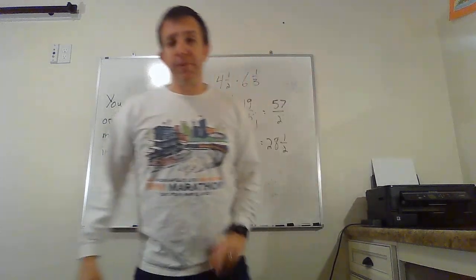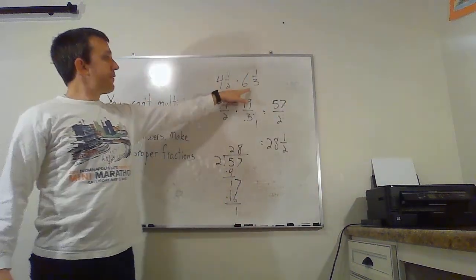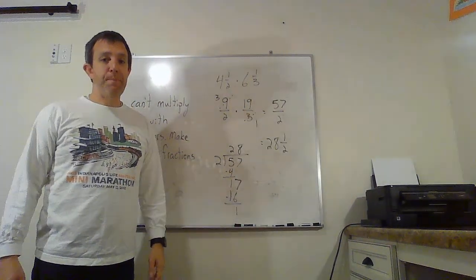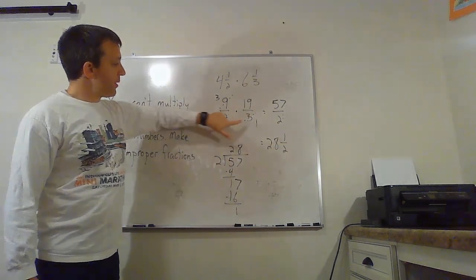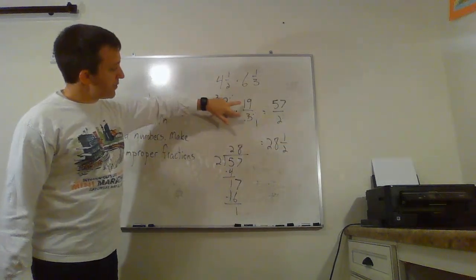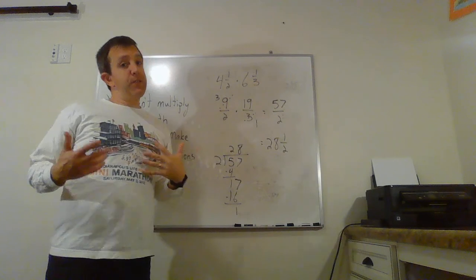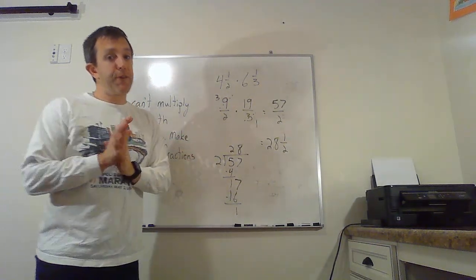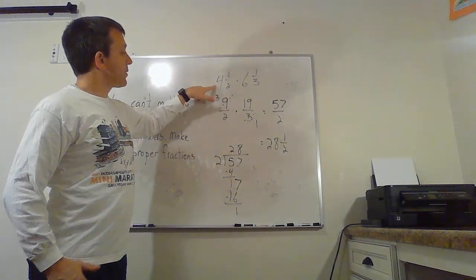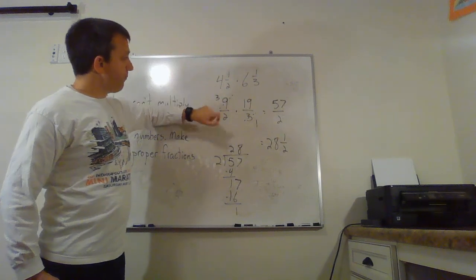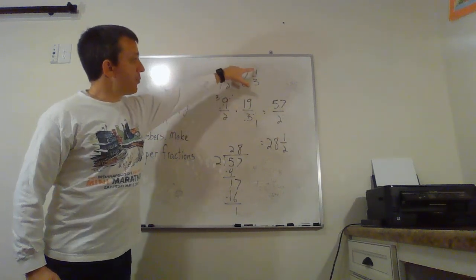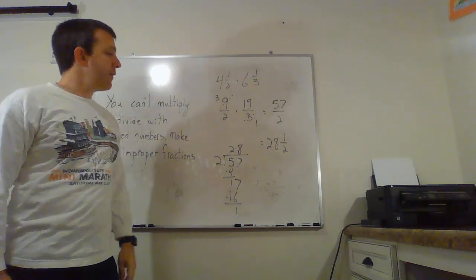So here's my example for it. 4 1/2 times 6 1/3. So you'll notice I made improper fractions here. I have 9 over 2 and 19 over 3. So if you need to, go back and watch the video on improper fractions. 2 times 4 is 8. 1 more makes 9 over 2. 3 times 6 is 18. 1 more makes 19 over 3.